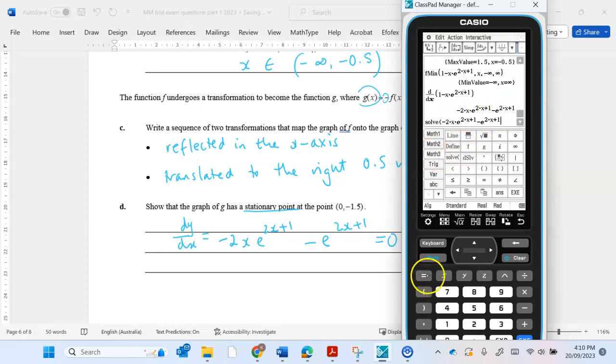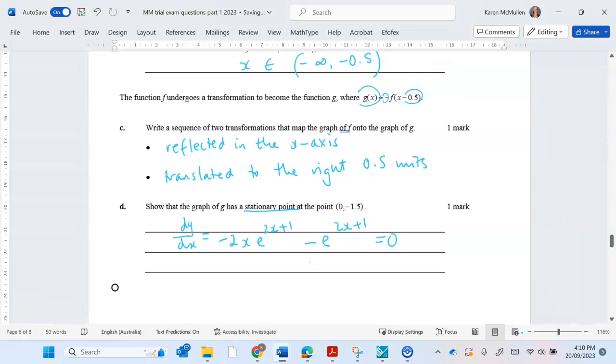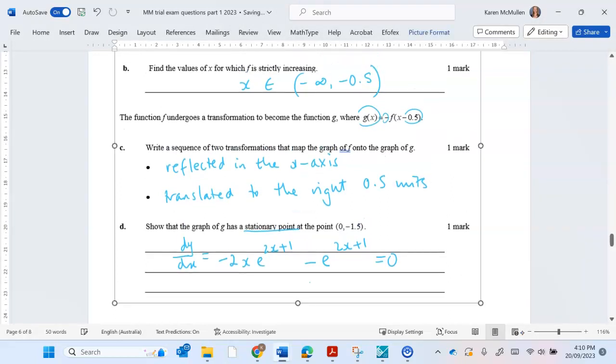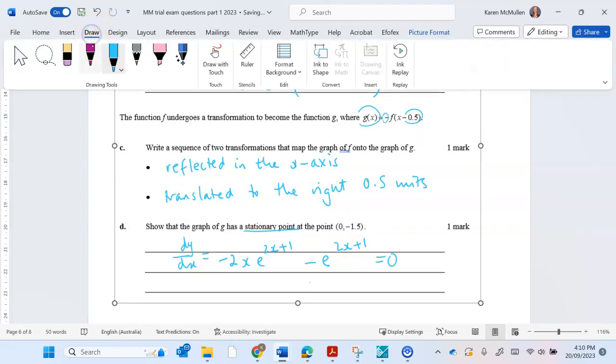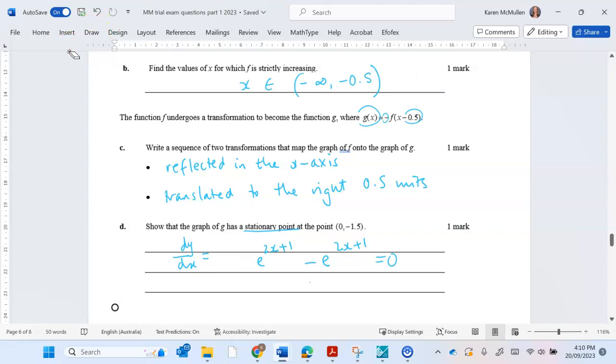Now it is a show that question, so we'll talk about how much we need to show in a sec. Alright. Oh, I was wondering, did I do it wrong? I was like, we already had the stationary point. Maybe there was another stationary point that we didn't know about. Alright, this is where you need to read the question properly.